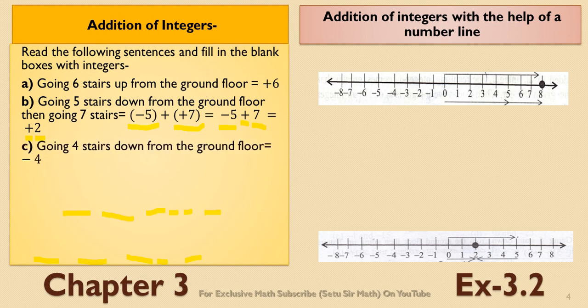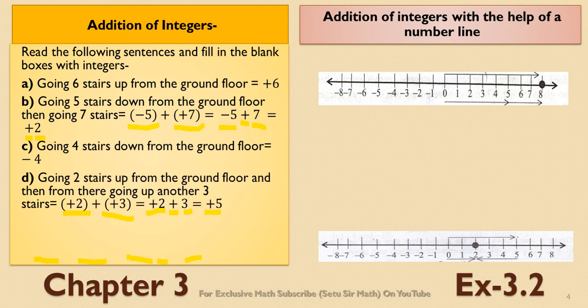See number B, going 4 stairs down from the ground floor, that means minus 4. Going 2 stairs up from the ground floor, and then from there going up another 3 stairs. That means going 2 stairs up is plus 2, and another 3 stairs up is plus 3. If we make the sum of them, plus 2 and plus 3 equals plus 5.